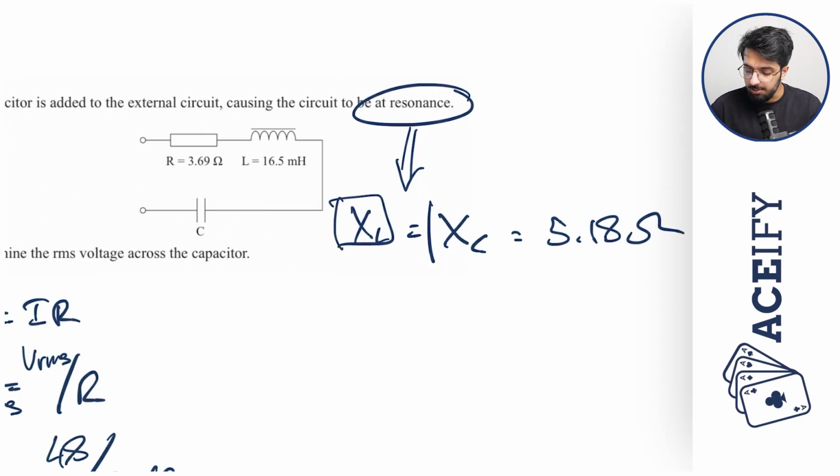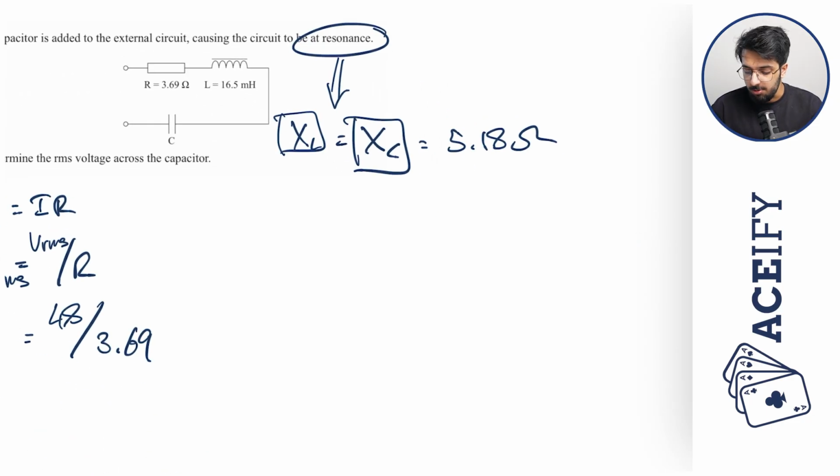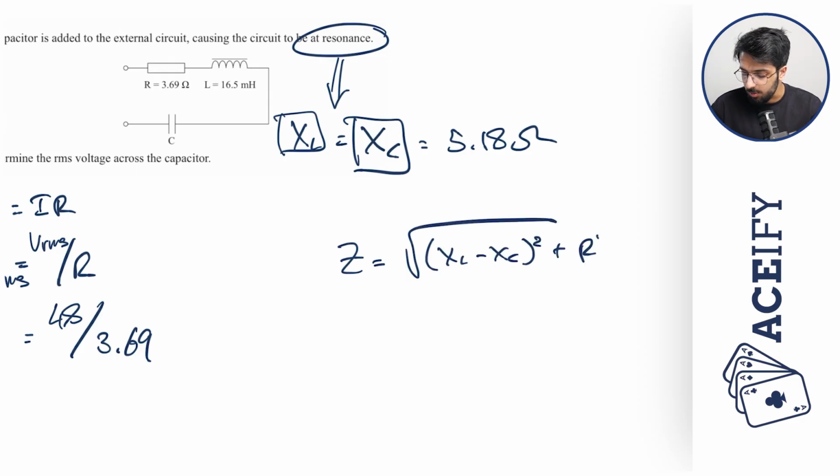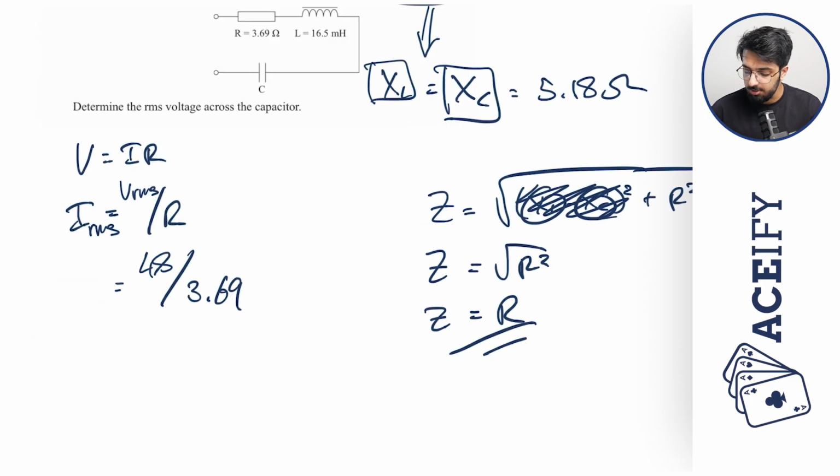The reason why we're using resistance in this case and not total impedance is because when the reactance of the inductor and the reactance of the capacitor are equal, this means that the total reactance of the circuit is equal to 0. And so therefore, as our total impedance is equal to square root XL minus XC squared plus R squared, if our XL and XC are equal to each other, then this value just goes to 0, and so Z is equal to square root R squared, and so Z is straight equal to R. And so the only impedance value in the circuit is our resistance.